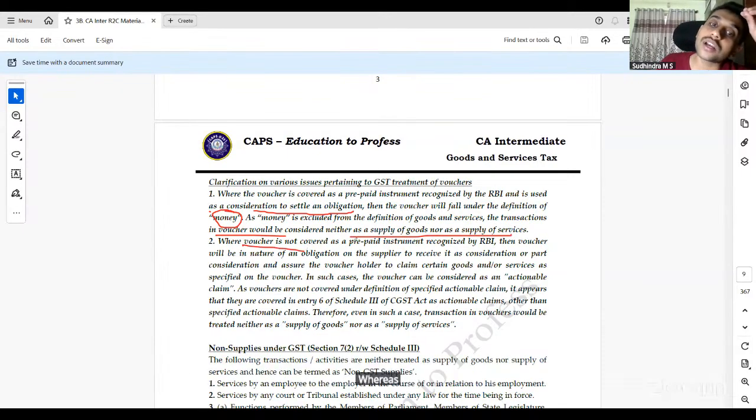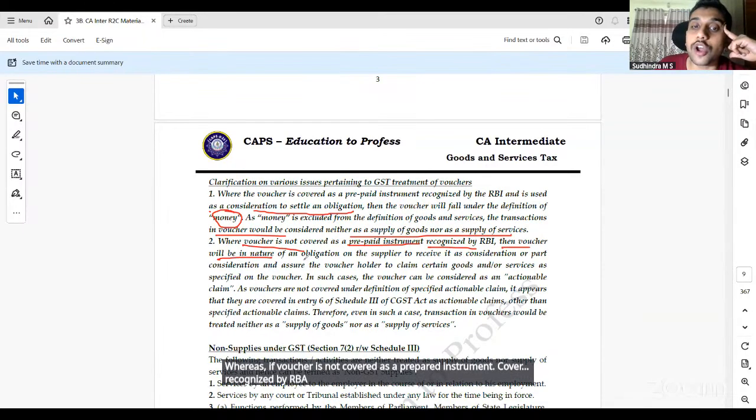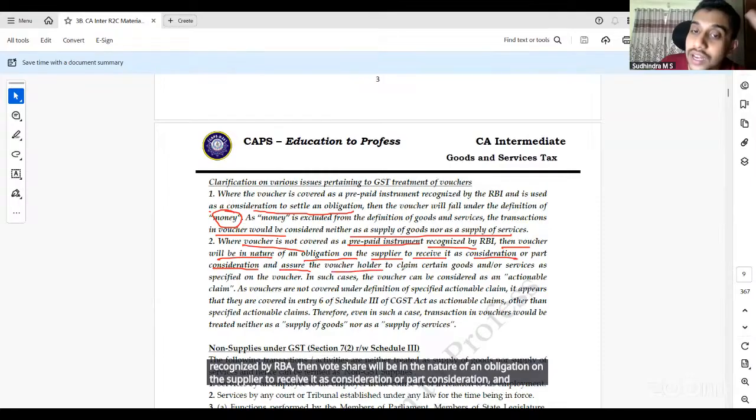Whereas if the voucher is not covered as a prepaid instrument recognized by RBI, then the voucher will be in the nature of an obligation on the supplier to receive it as consideration or part consideration and assure the voucher holder the right to claim certain goods or services specified.